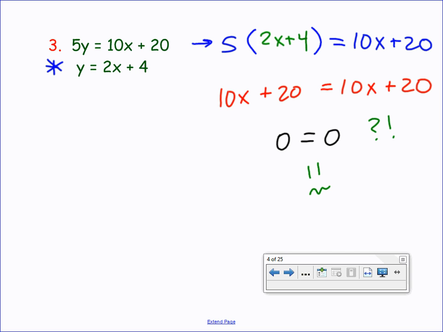Hannah? This is always true, right? 0 equals 0. Or the one above it, 10x plus 20, is always equal to 10x plus 20 no matter what x value I choose. And so this is an always true equation.